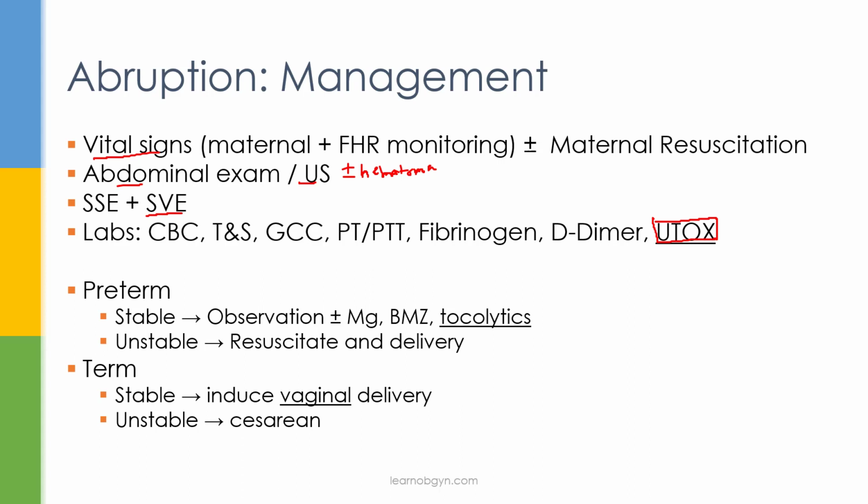And in terms of managing how you treat them, if they're preterm and stable, you could also give tocolytics, or medication to help stop contractions, hoping that this may give additional time for the magnesium and the steroids to kick in. And because an abruption is not a contraindication to vaginal delivery, if they're term and stable, you can consider doing a vaginal induction as long as there's no other contraindications.